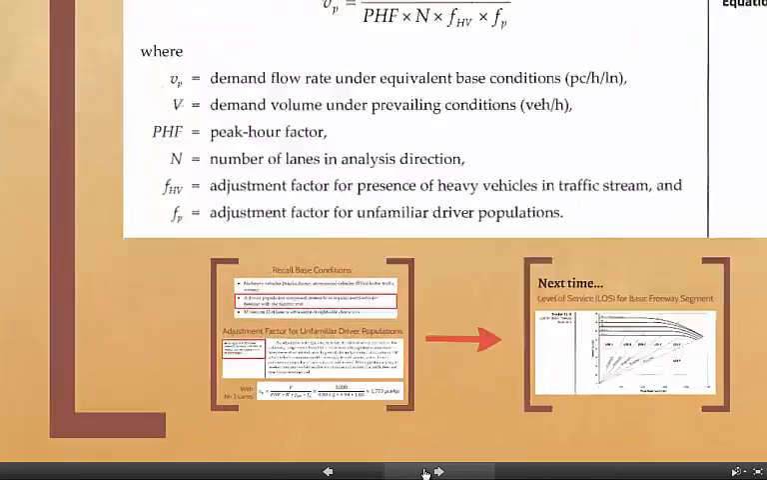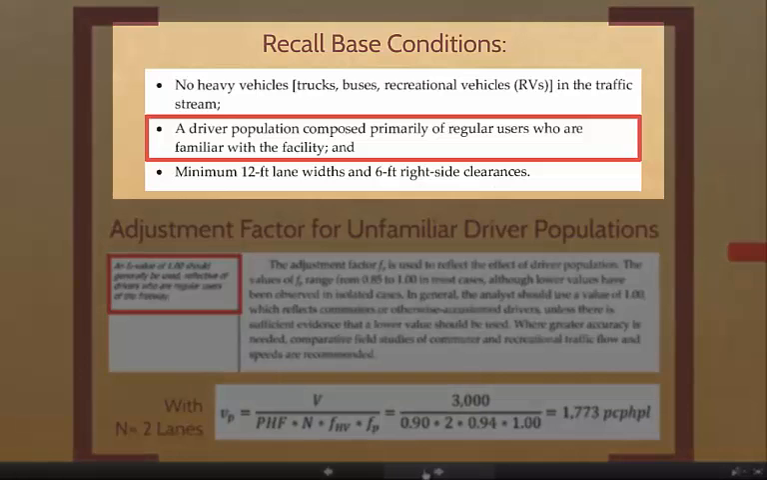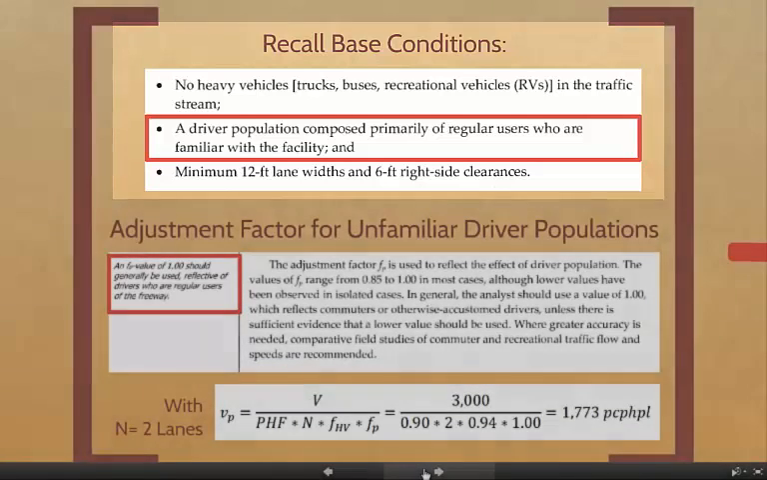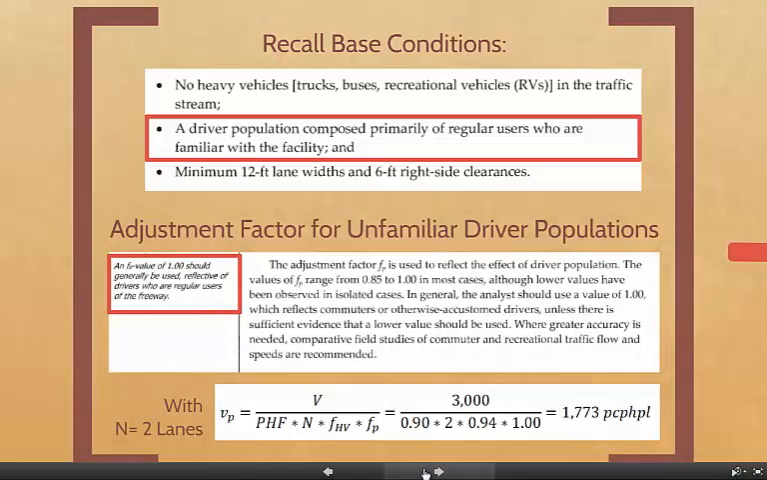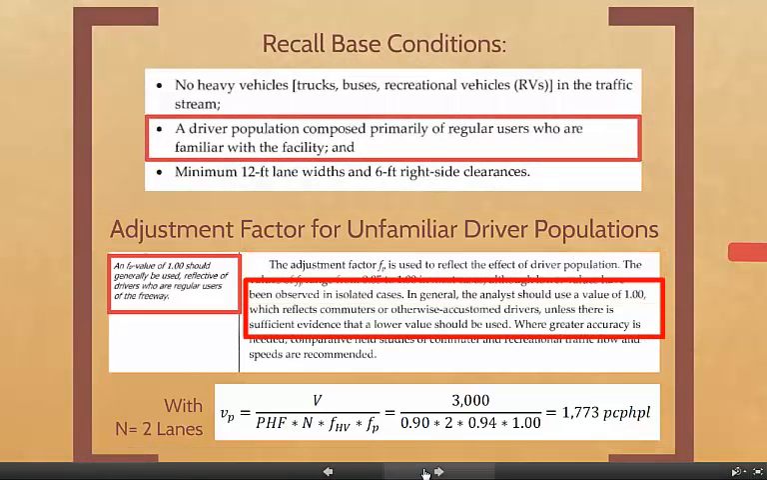Recall the concept of base conditions, which also included the condition of a driver population composed of regular users of the freeway. This is because it is generally accepted that traffic streams with recreational drivers use freeways less efficiently than do regular commuters. The adjustment factor F sub P is used in the denominator to reflect the effect of driver population. The usual values of F sub P range from 0.85 to 1, and unless there is sufficient evidence to the contrary, the analyst should use a value of 1, which reflects commuters or otherwise well-accustomed drivers.